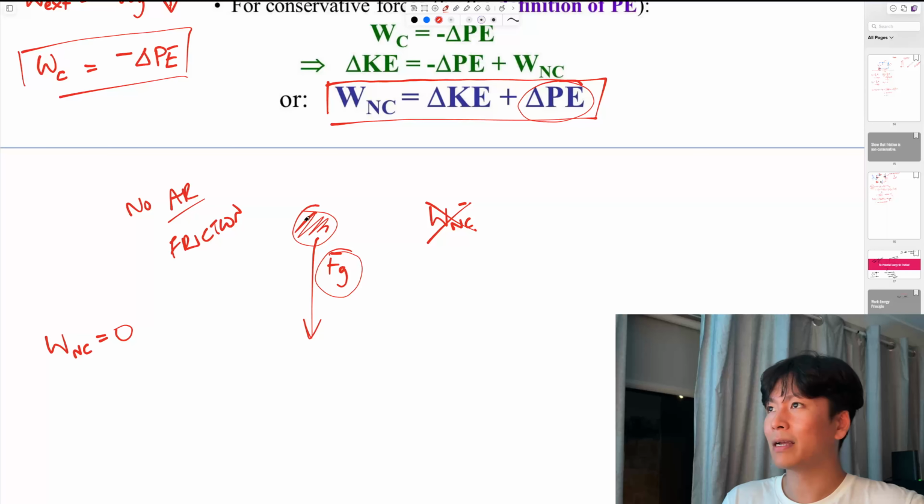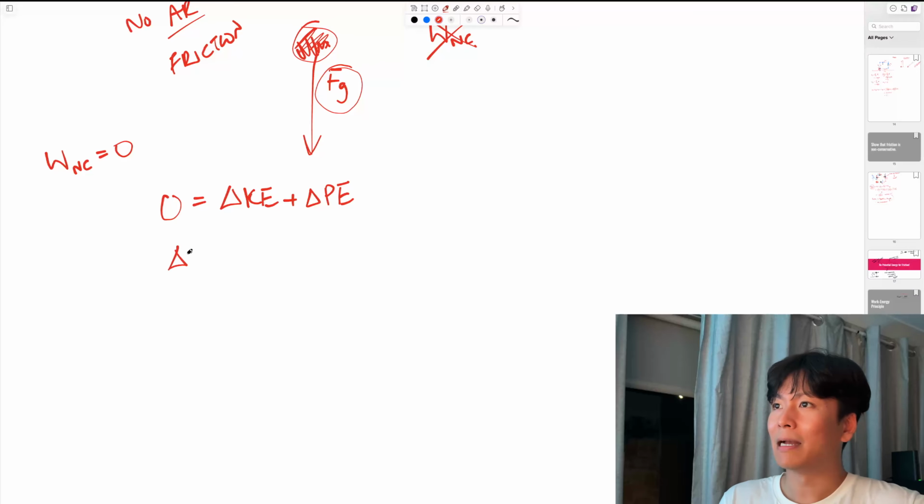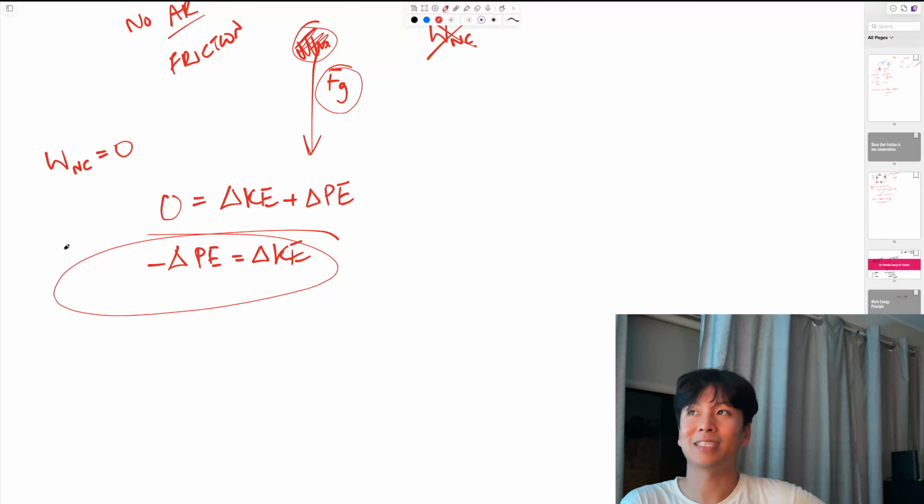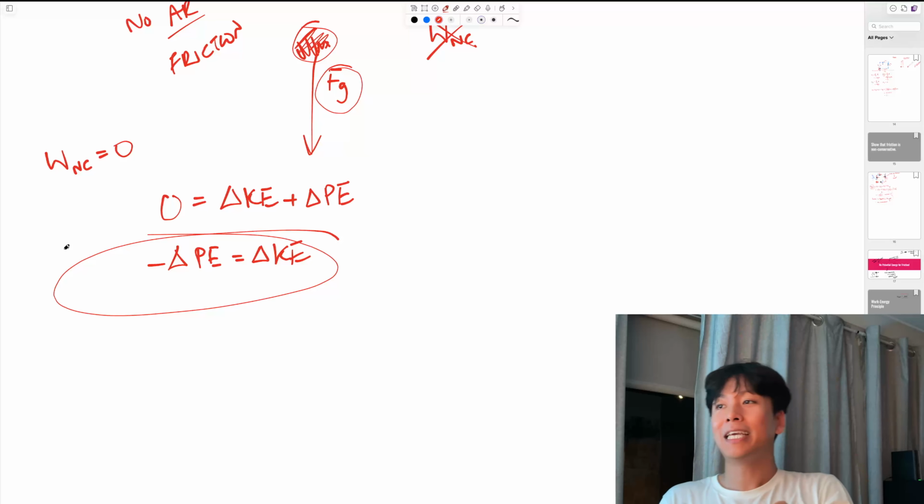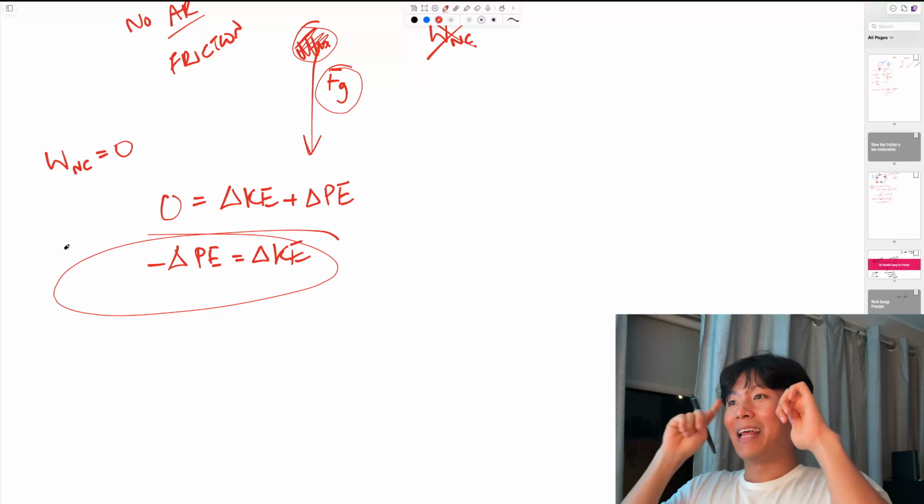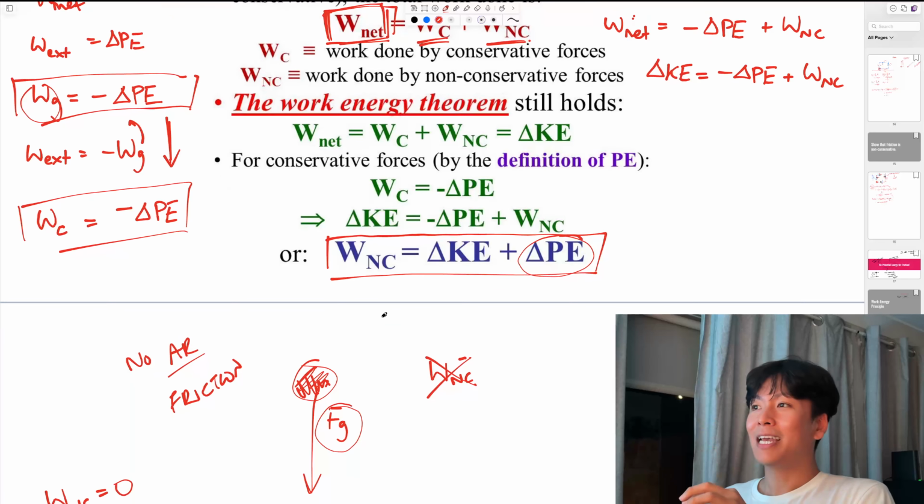So then in this situation, I can simplify my work energy relationship to 0 is equal to change in kinetic energy plus change in potential energy. And so if I rearrange it, I can see that negative change in potential energy is going to equal change in kinetic energy, which is what we got in the previous lesson, right? Essentially, as the ball drops down, all of that potential energy is going to be converted into the kinetic energy of the ball. So it makes sense.